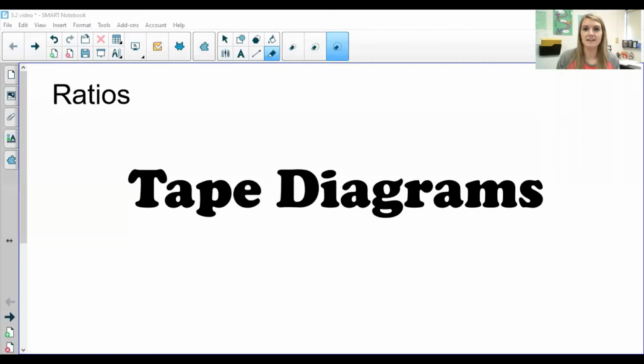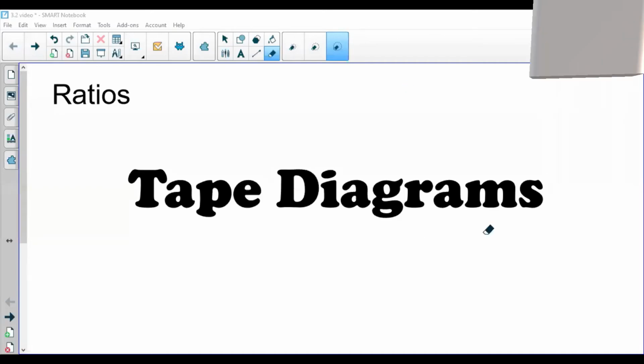So what is today's lesson? Today we are going back to ratios, but this time we're going to solve ratio problems. We're going to be given ratio problems and learn how to solve them. I'm going to share my screen so you can see what I see. The topic today is tape diagrams. I'm going to teach you what a tape diagram is, and we're going to use them to solve ratio problems.